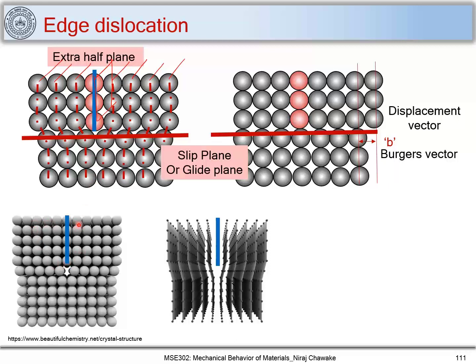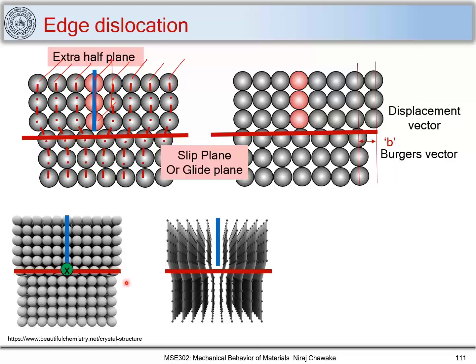Here we can clearly see that if I insert this extra half plane here, I can make this into a perfect lattice. Or if I take this out, I can make it defective. Or in other words, I can insert the extra half plane and make it defective. So the extra half plane is peculiar to this dislocation. I have marked these slip planes here in the structures also.